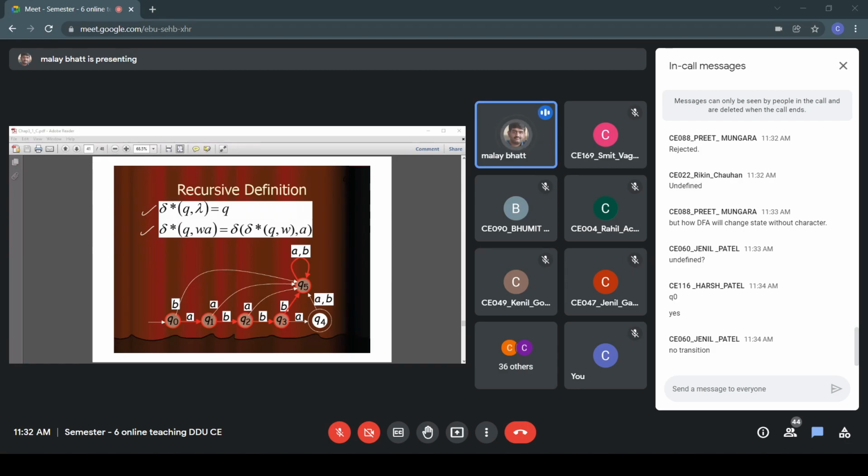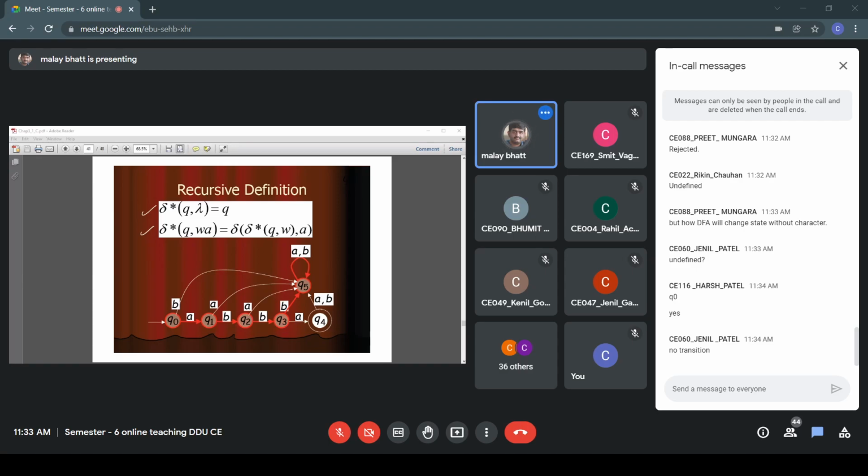That means whatever string is given to you, you separate the last input character from the string, and so you will get w and a. So delta of delta star of q comma w means you traverse up to the string w, so you will get some output state, and then you consider the last symbol. That output will be equal to traversing the entire string wa.